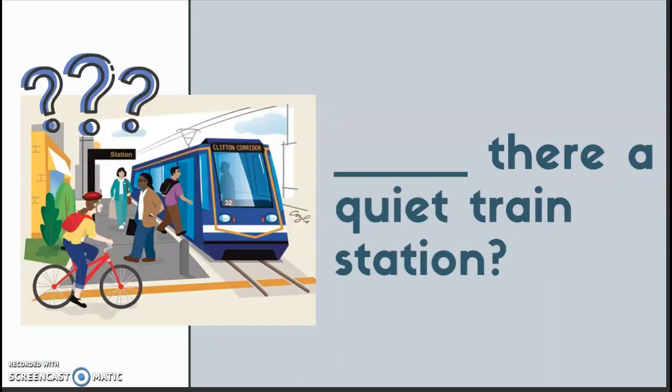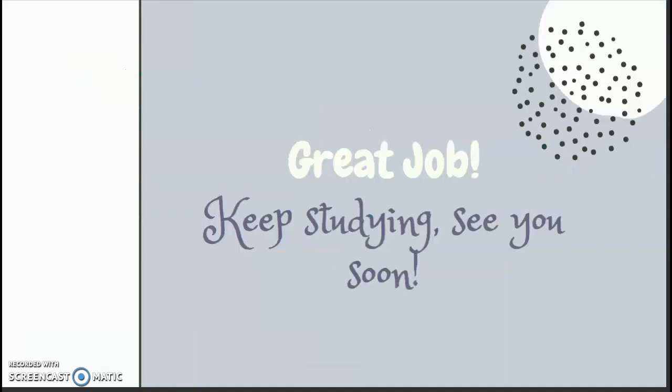And the last question, there blank a quiet train station? This one we see the letter A, which means singular. So, was there a quiet train station? And that's all. Super easy peasy, right? I think this is easier than the other grammar.